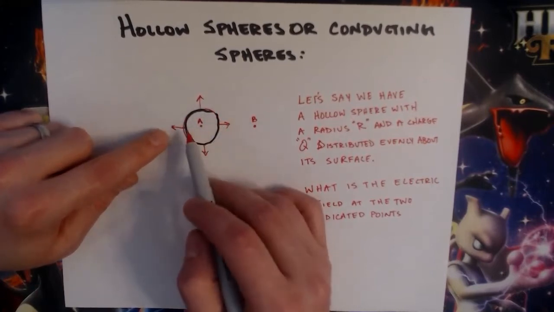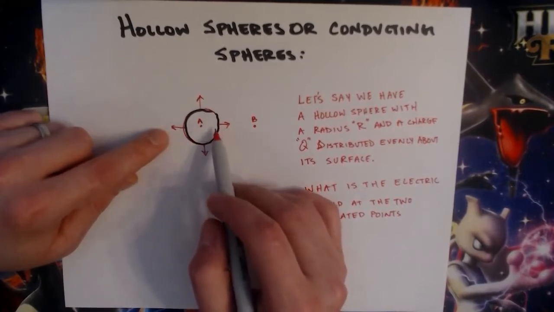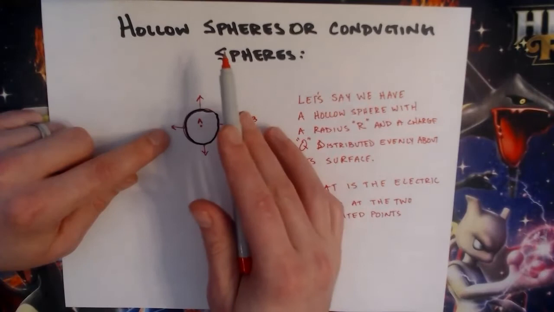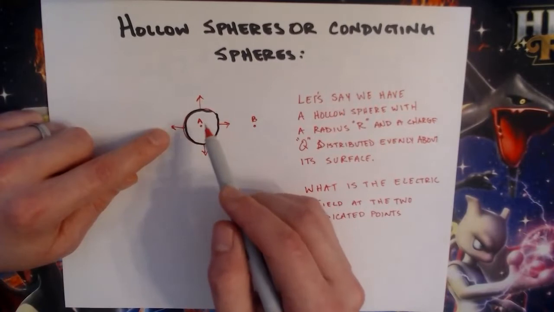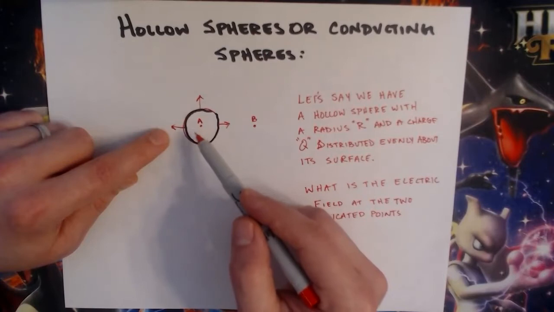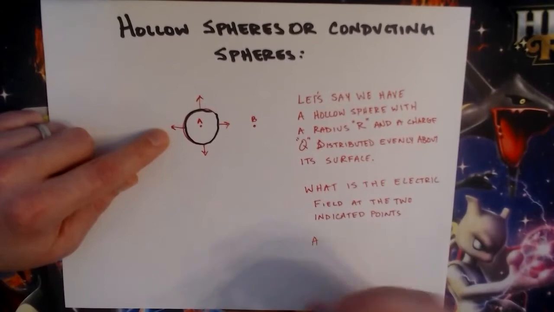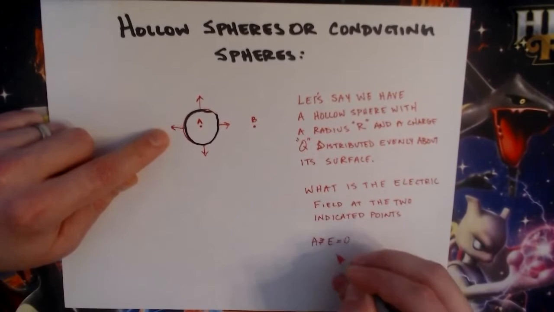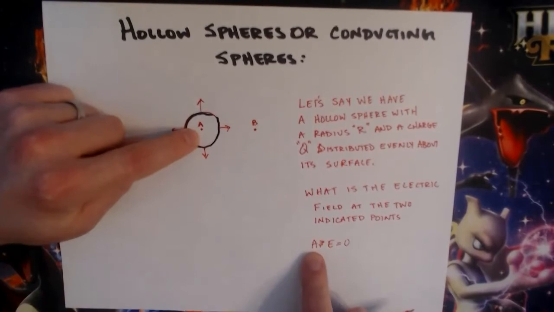with charges that are against it on the right side of the sphere with their electric field lines pointing to the left. So everywhere inside the center of this sphere, whether it being hollow or conducting, the electric field cancels out to always be 0. Inside a conductor or an empty space, the electric field will be 0. So we can immediately say that at location A, the electric field is equal to 0. The electric field at A is equal to 0 everywhere inside.